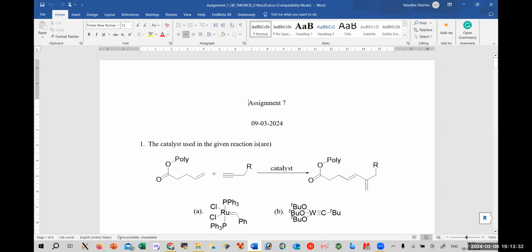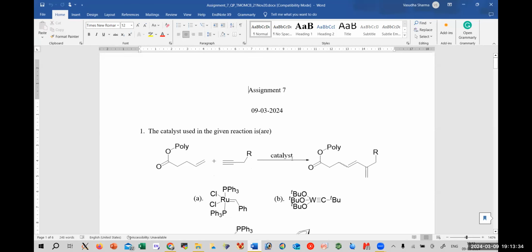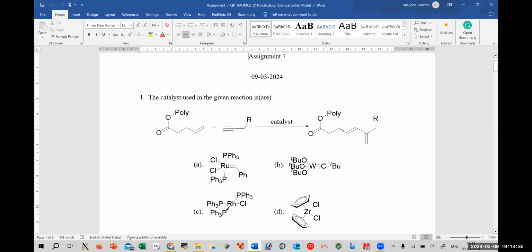So here we have the assignment. The first question says the catalyst used in the given reaction is. So we already know we need to identify this is your alkene moiety, this is your alkyne moiety, and when the catalyst is there, it is forming an ene-ine metathesis. So this is the ene-ine metathesis, which happens in presence of your Grubbs catalyst. This we have already seen.